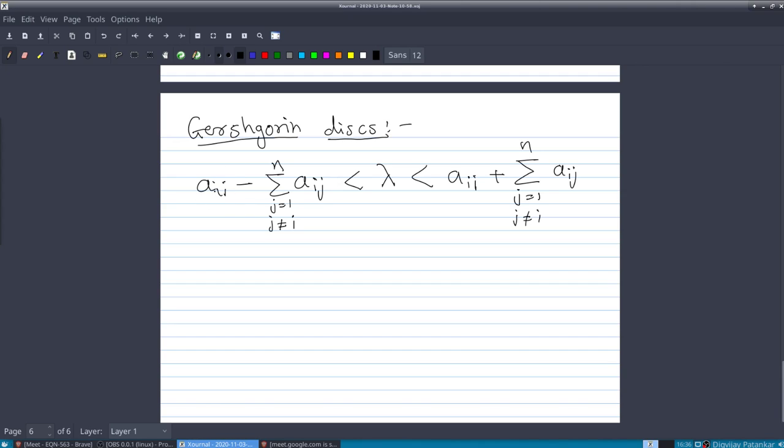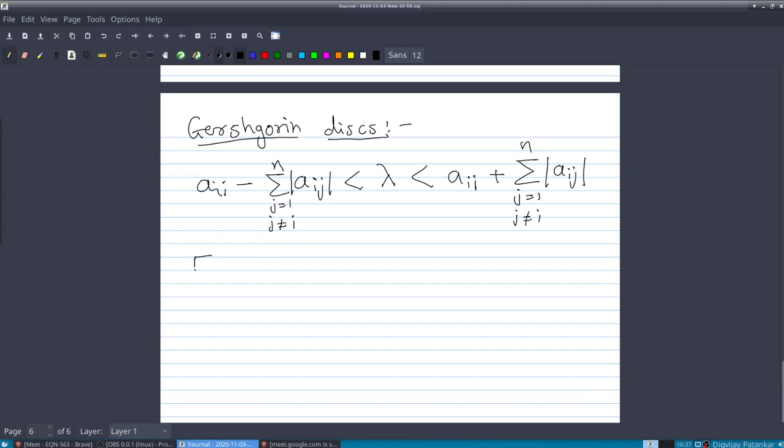What is aii? That's the diagonal term, isn't it? And what are aij? Off diagonal terms. This summation only indicates that j is not equal to i, that means off diagonal terms. So for each row, the diagonal term minus the sum of the off diagonal terms, in absolute terms, and here the diagonal term plus the sum of the off diagonal terms; in between these two you will have lambda, or one of the natural frequencies, square root of natural frequencies.